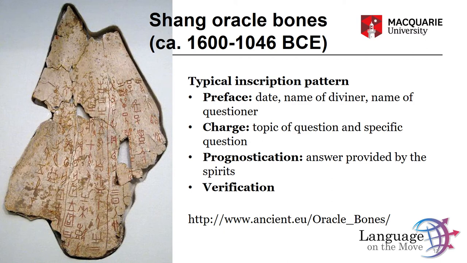And the cracks were then read by the diviner as providing a particular answer, and that answer was thought to come from the spirit. So something like, bring your sheep to market next Wednesday and you will have a good profit. And then the verification comes in at a later date when it says something like, the sheep were sold on that such and such a date, and the questioner received a nice profit.